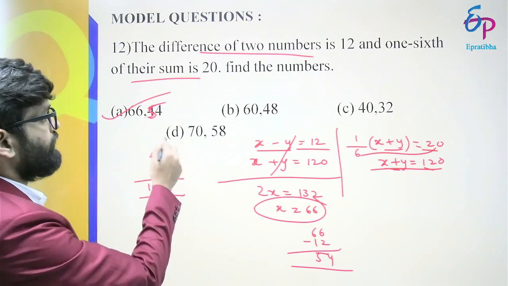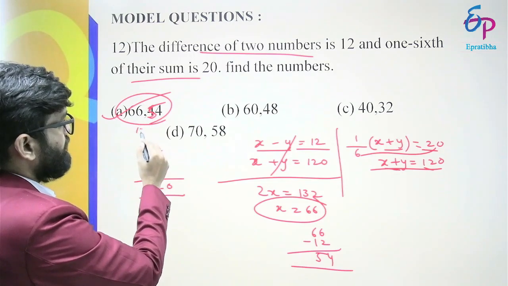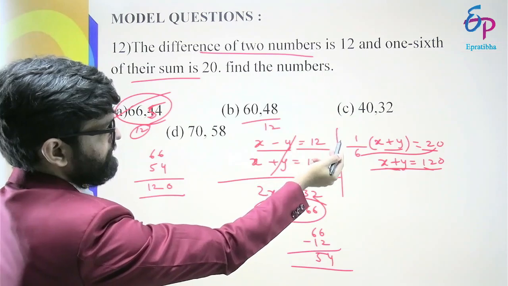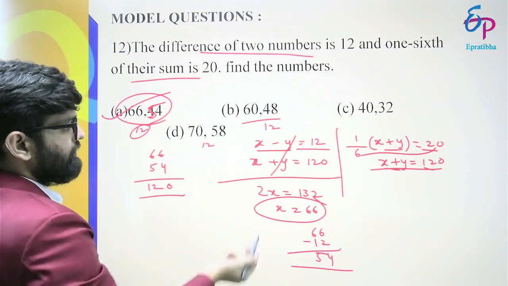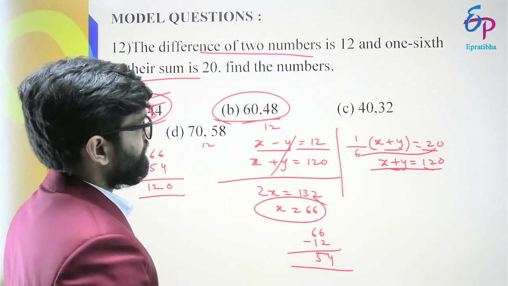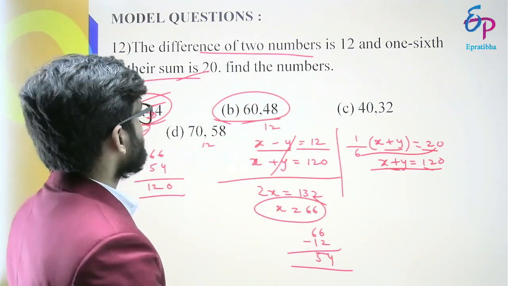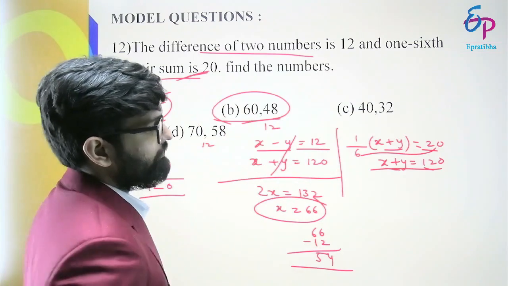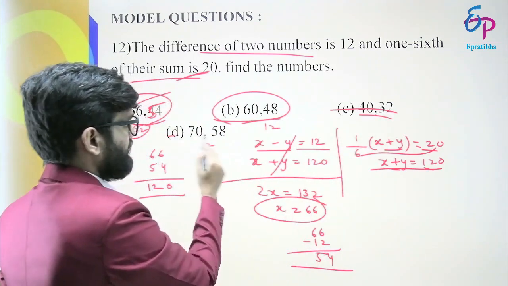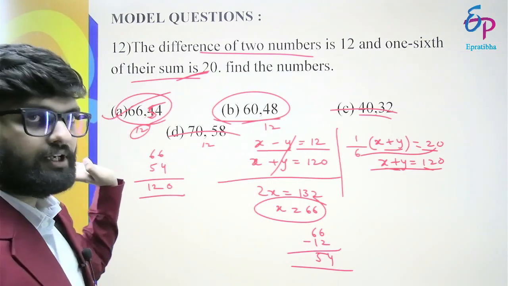Or else what you can do. What is the difference between these two? Difference between these two is 12, right? Yes, we have satisfied that one. Difference between these two is 12 only. Only one thing. If you add these two, how much you are going to get? 108, but the sum should be 120 or not? 1/6 of the sum means 120 you have to get. So here this is only 72 you are getting and this is 138, it is exceeding 120. That's why only the first option is the correct answer.